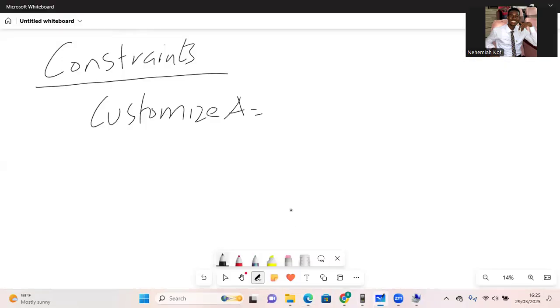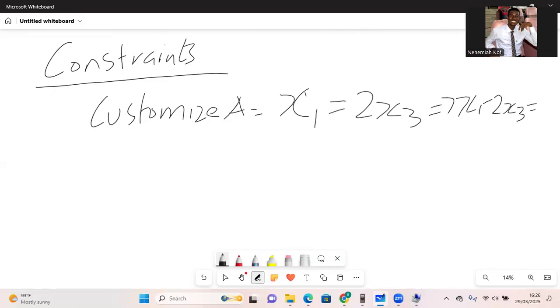So X1 should be equal to what? 2x3 because we represented Blazer with x3. So what's following, please be writing so that you can follow up. So this is equivalent to, you can also change this to be x1 minus 2x3 is equal to 0. Just bringing this 2x3 into the equation and then just putting 0 at the back. So it's the same thing.